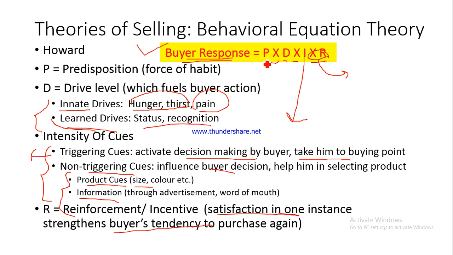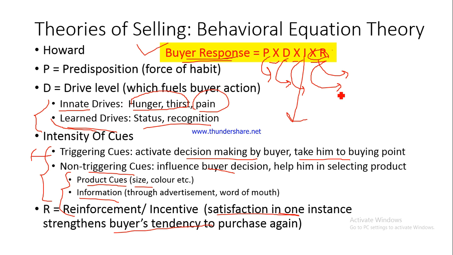The buyer responses depend on all these 4 factors, and even if one is absent, let's say P, D and I, we have very high values, but R is missing, R is 0, then the buyer response would be 0. So your response depends on which particular product do you buy, what was your habit, what are your drive levels, what is the intensity of cues, and what is the reinforcement, what was your experience last time.